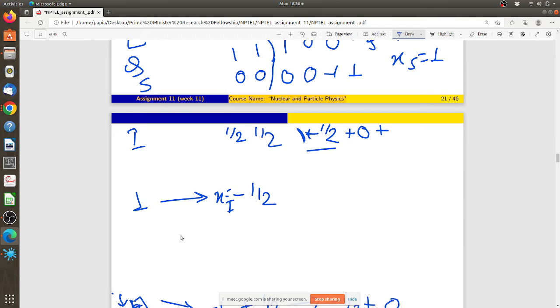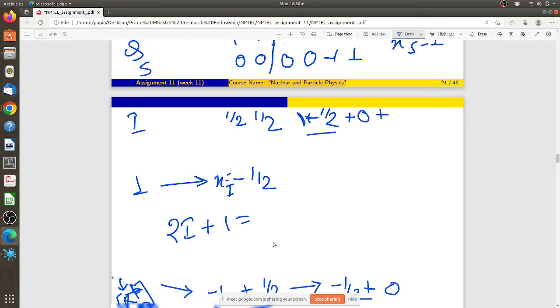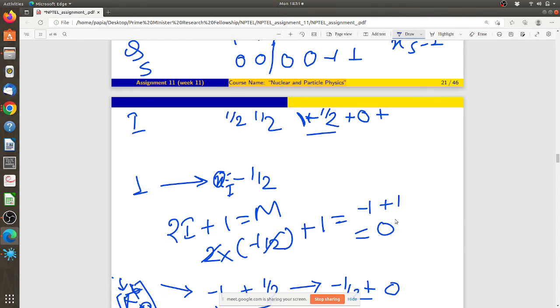Yes. Okay, now I am writing that rule, whatever I have given right now. So if I write here 2i plus 1 equals m, then obviously for the x particle also, if i equals minus half, how many people are in that family? 2 into minus half plus 1 equals, what will be there? Minus 1 plus 1, that means 0. So that means there is no member in this family.